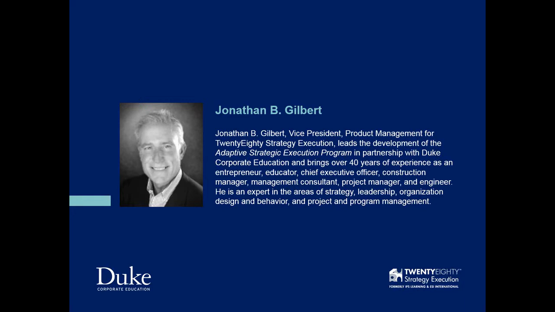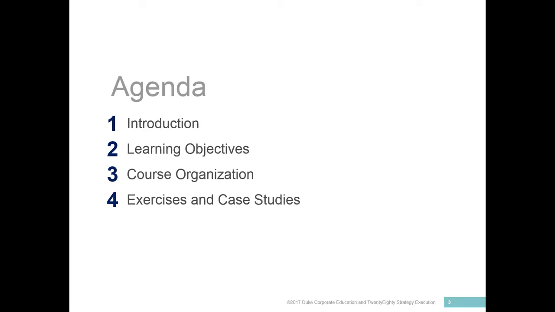My name is Jonathan Gilbert. I'm a Vice President of Product Management with Strategy Execution. I've been an instructor, a developer, and a consultant for strategy execution since 1992, and I am the program manager and own the product for the Adaptive Strategic Execution Program.